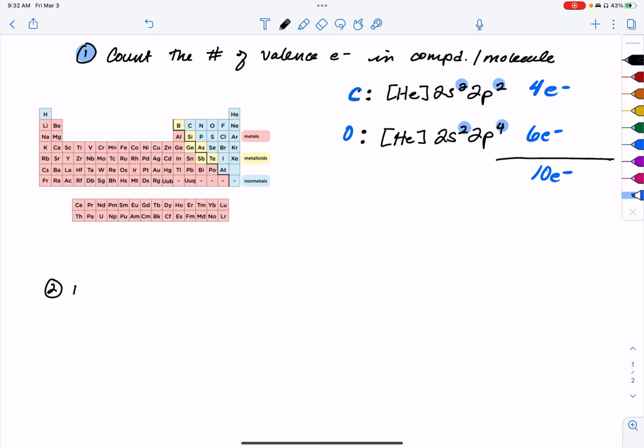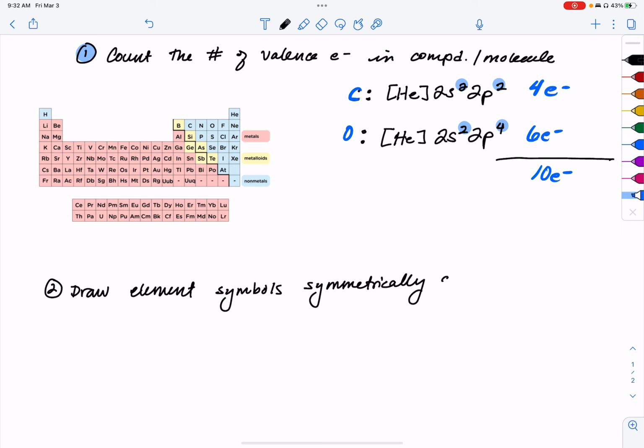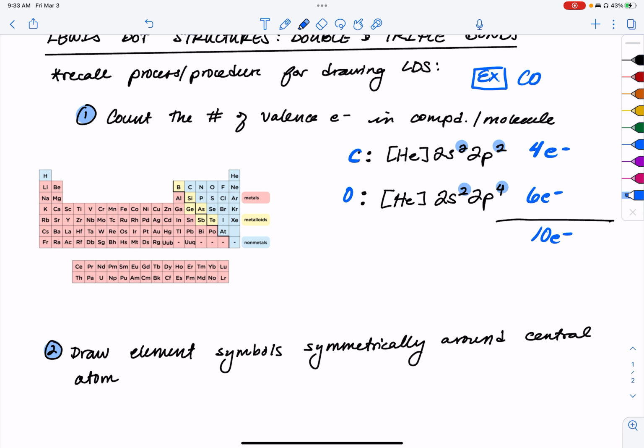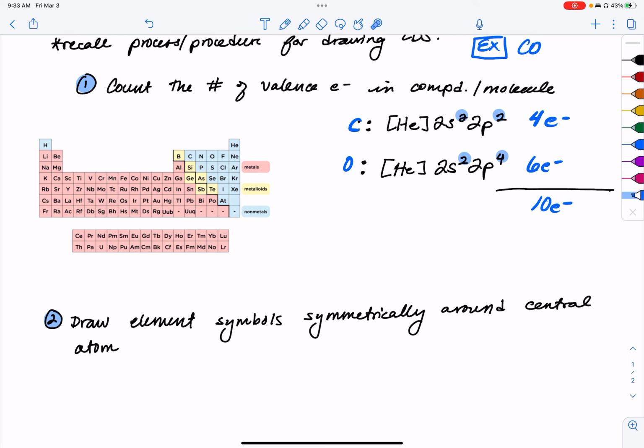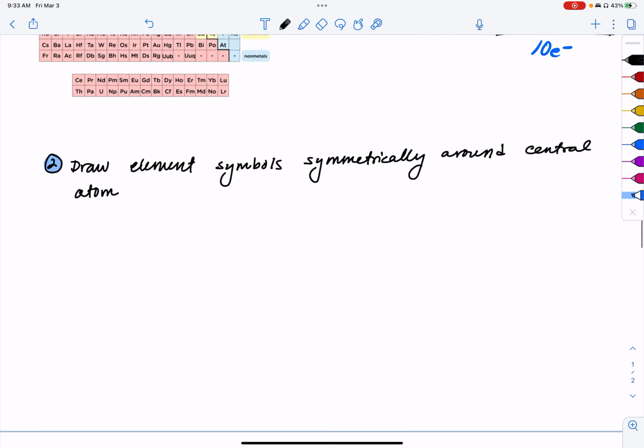Okay, step 2 is to draw or place your element symbols symmetrically around the central atom. So this is typically the thing that's written first. Remember, it is never hydrogen. It is most often carbon if there is a carbon-containing compound. In this case, since we are just a diatomic molecule, we have a carbon and an oxygen, it doesn't make sense to call one of these things central. So I'm just going to put these next to one another like so. So carbon next to oxygen.